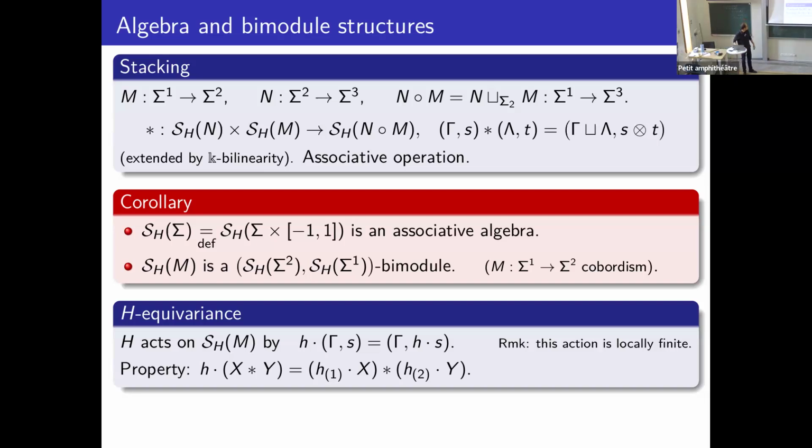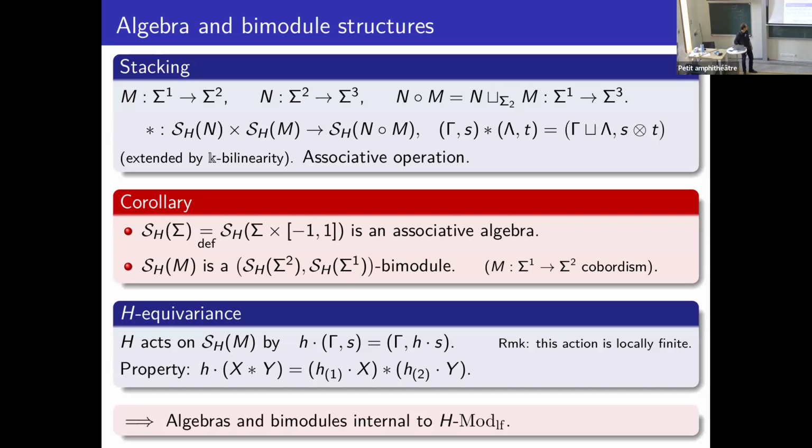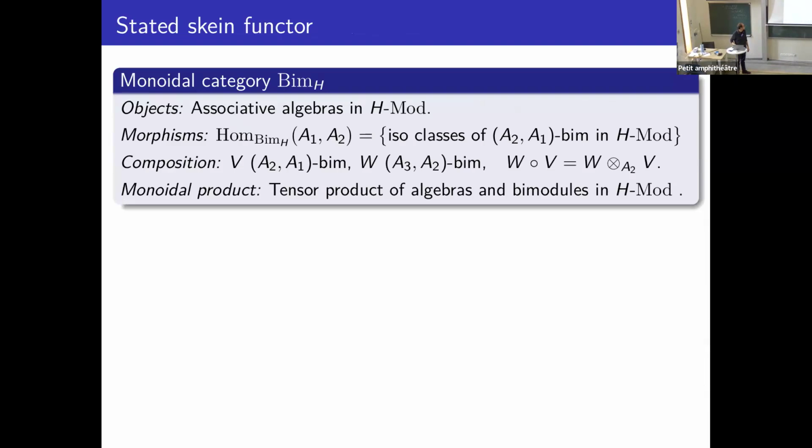And you have this equivariance property. Said differently, it means that you actually get algebras and bimodules internal to the category H mod. And if you don't know what internal to H mod means, you can take this as a definition. Okay, so now we have quite an idea of what the target category of our functor will be. So you get algebras and bimodules internal to H mod. Okay, so it means that you land in this category BIM H.